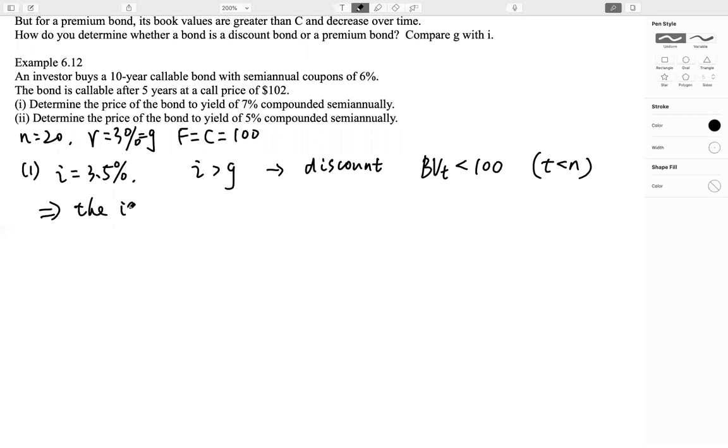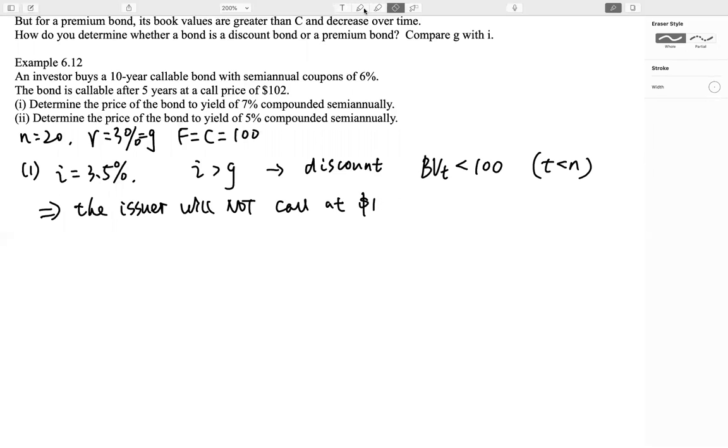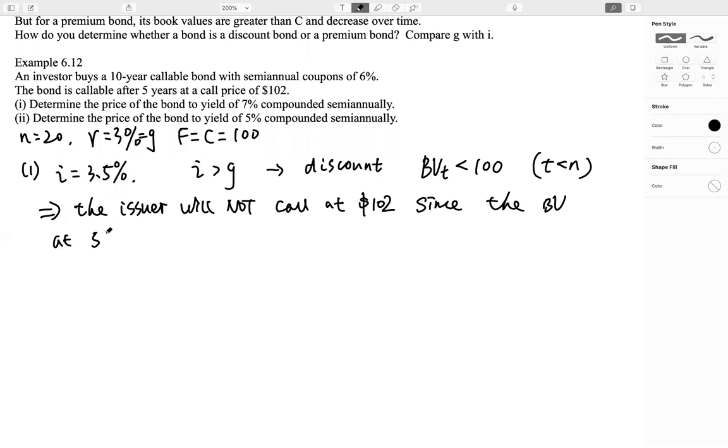The issuer will not call at 102, since the BV at 5 years is less than 100. The bond issuer is not stupid. He will not pay $102 for something that is worth less than 100, right? So the call is useless. This call right is useless.